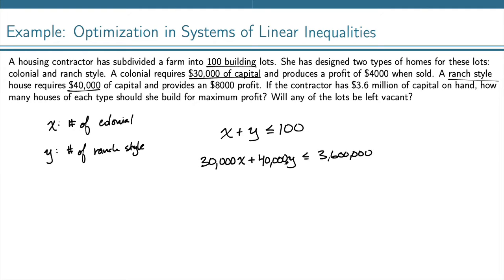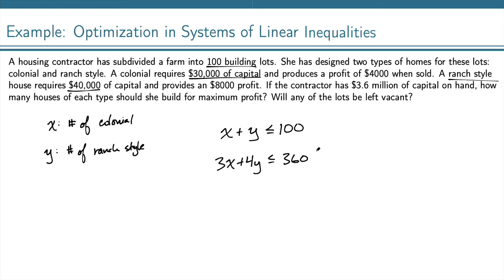I'm going to go ahead and just cut this down by a factor of 10,000, so essentially get rid of 4 zeros here. It'll just make the math a little bit easier. So 360, and then this is 4 and 3. So 3x plus 4y has to be less than or equal to 360.